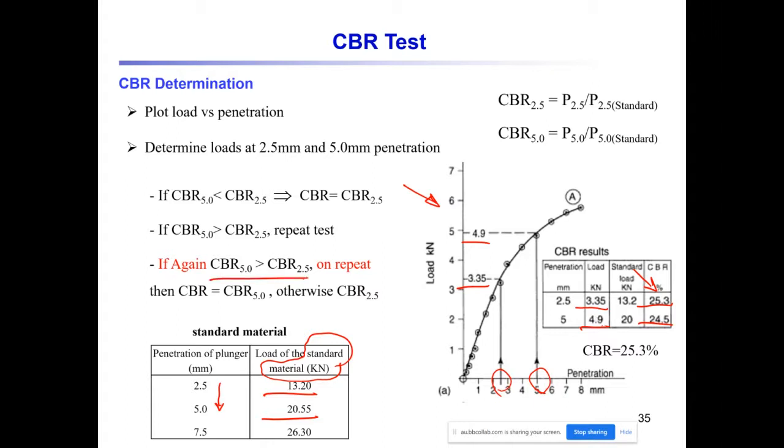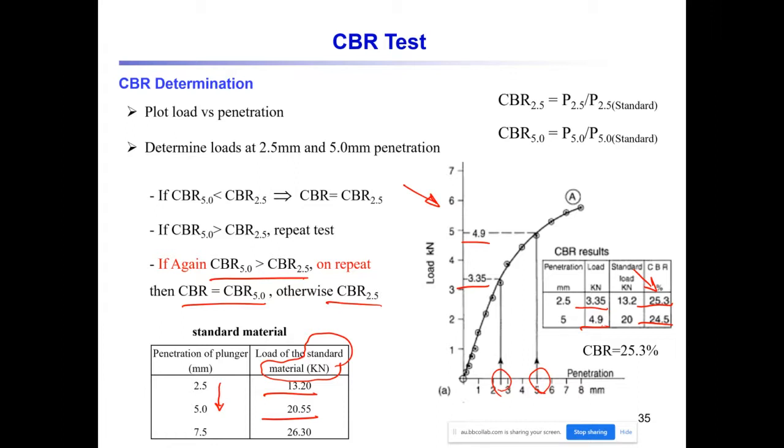But if you derive CBR 5 larger than CBR 2.5, the Australian standard recommends that you repeat the test. If you repeat the test and again you get CBR 5 larger than CBR 2.5, then you can rely on your result and consider the CBR as CBR 5. But otherwise, you need to consider your final CBR, or the design CBR, equal to CBR 2.5.